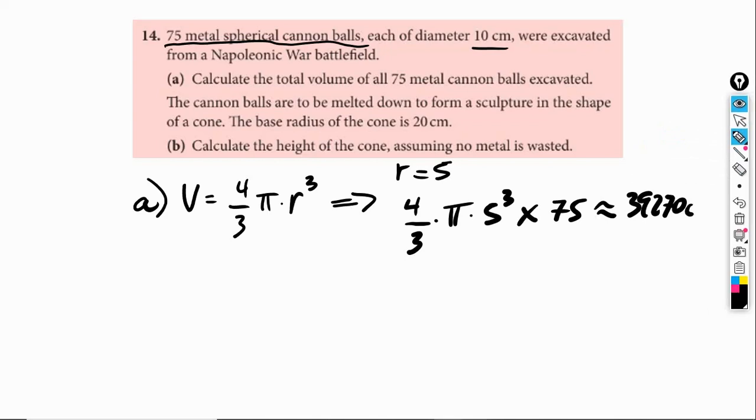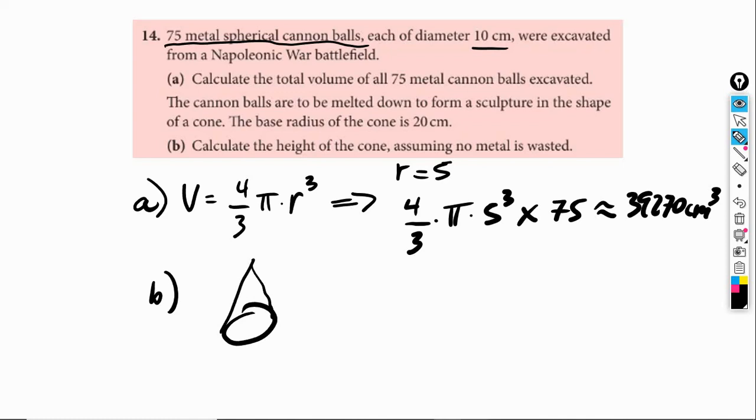Centimeters cubed. So that would be part A. Now it says for B that the cannonballs are to be melted down to form a sculpture in the shape of a cone. Okay, so remember a cone has a circular base and is more or less like that, right? Horrible monument, by the way.